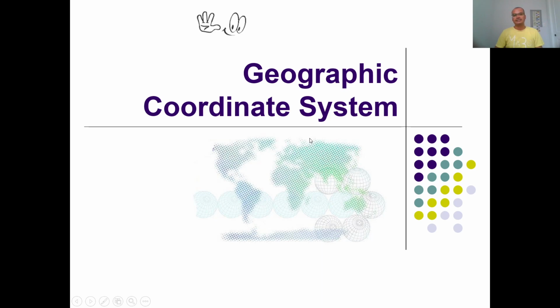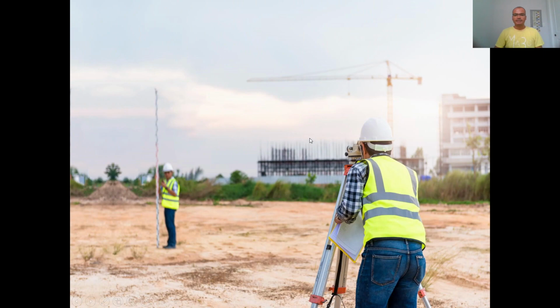Now we are going to discuss the geographic coordinate system. A coordinate system is a system or framework that uses numbers or coordinates to represent location over a surface. The surface can be smaller or bigger, or even cover the whole Earth. But still, in all cases, we use a system of reference, and that system of reference we call a coordinate system.